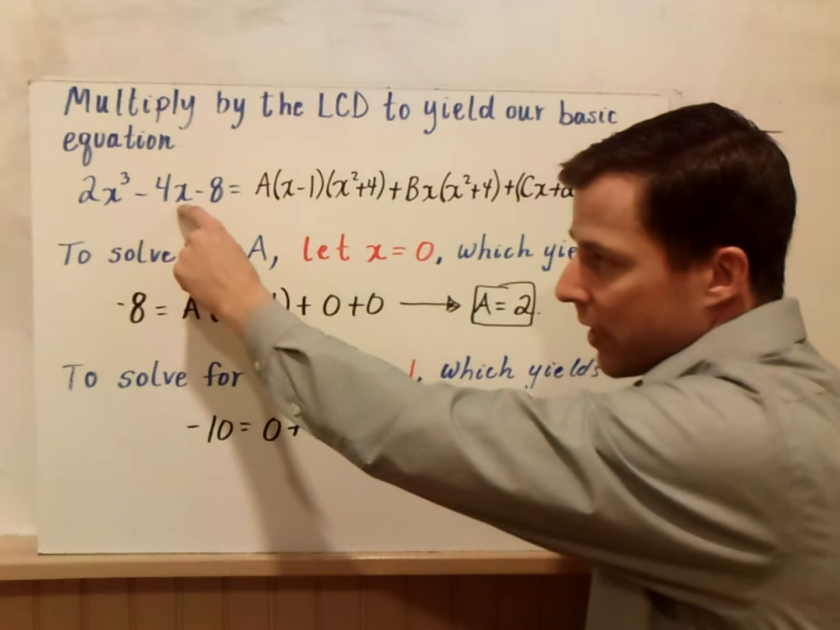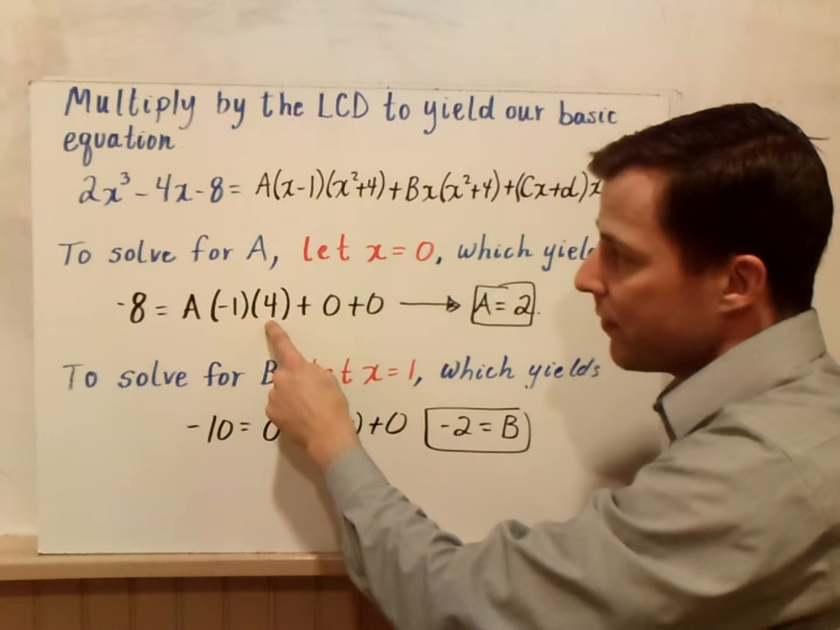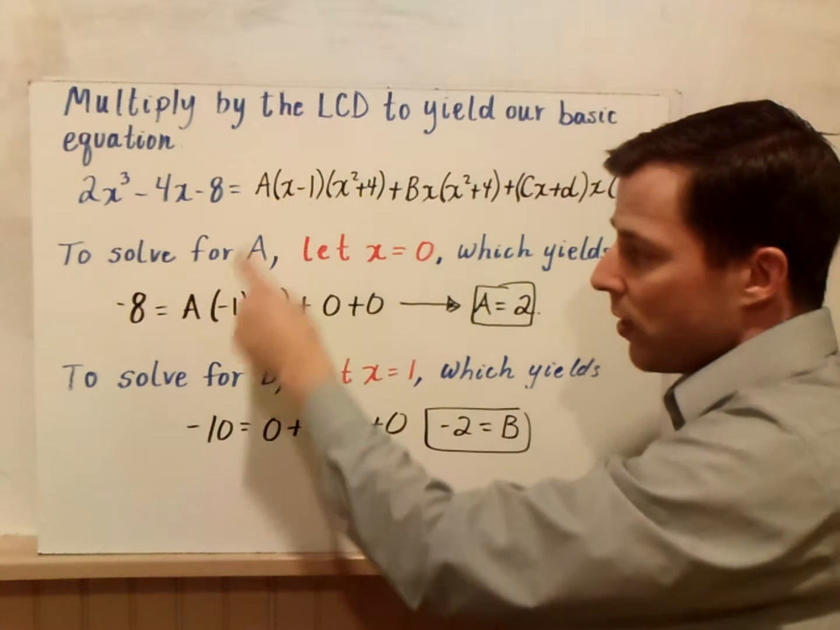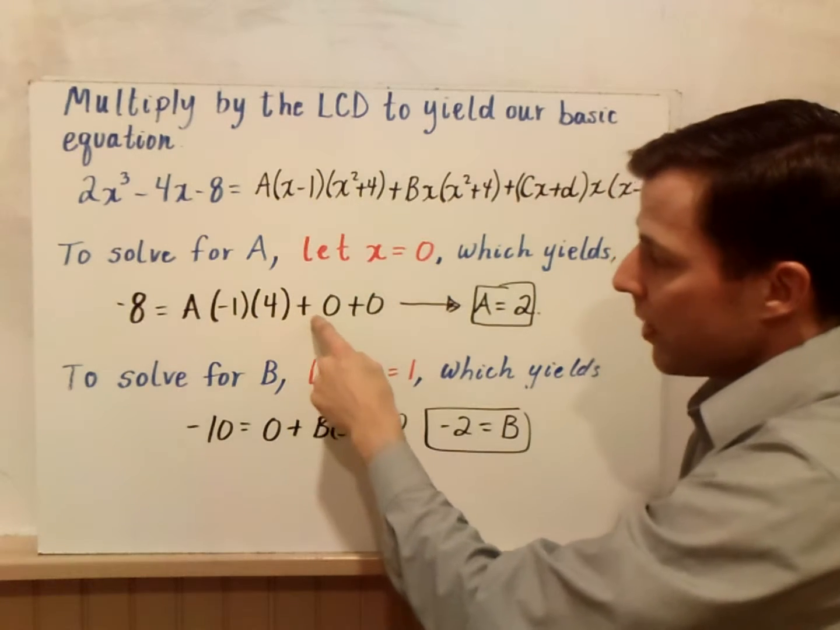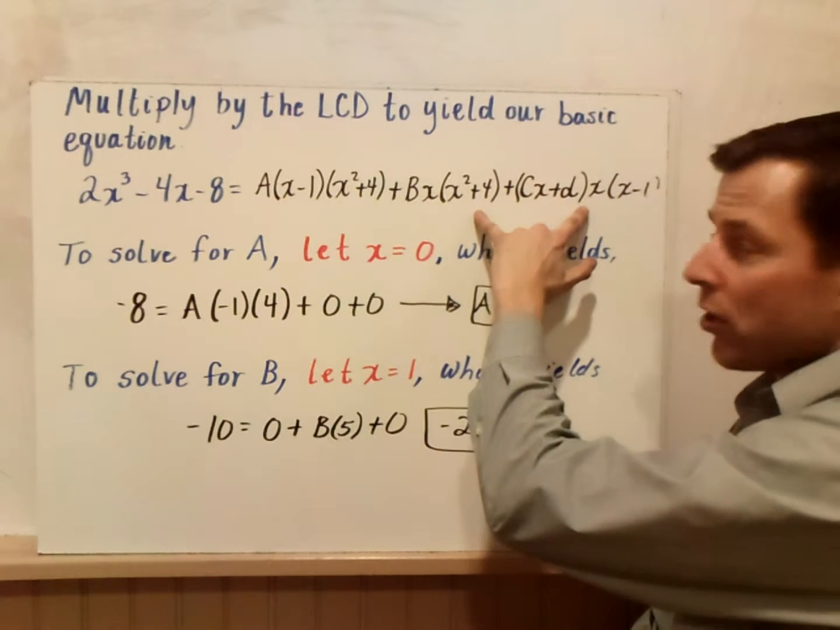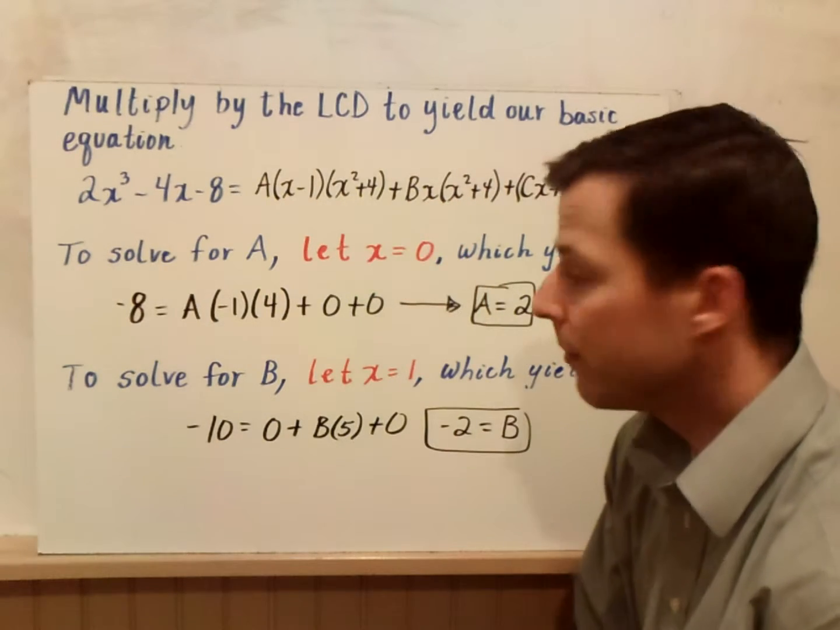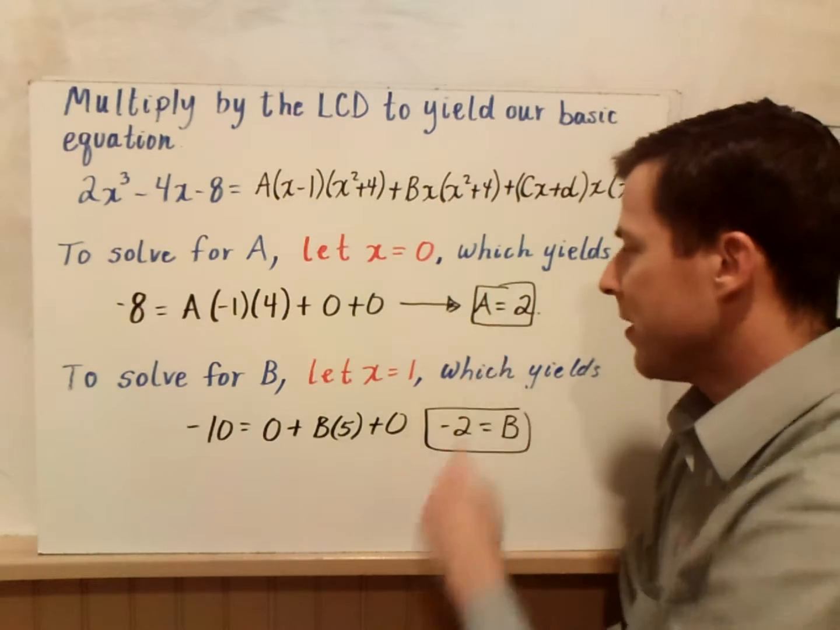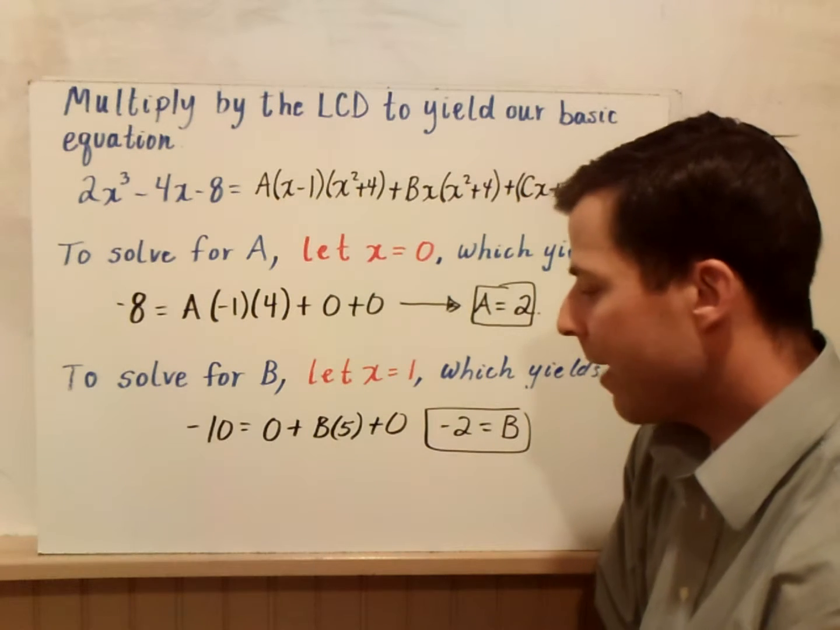0 minus 4 times 0 minus 8 equals A times negative 1 times 4, right? 0 minus 1 is negative 1, and 0 squared plus 4 is 4, plus 0 plus 0. Again, these two terms are gone because when you let x equal 0, you get 0 times some number. This ends up giving us A equals 2 when we solve that. Now, B was over x minus 1.